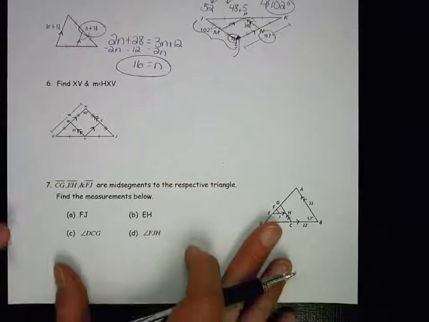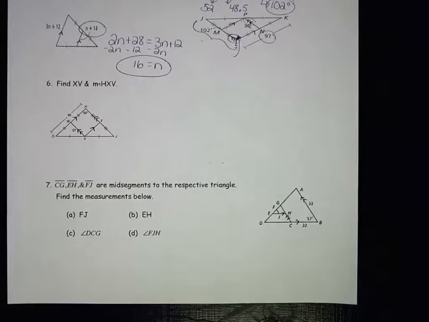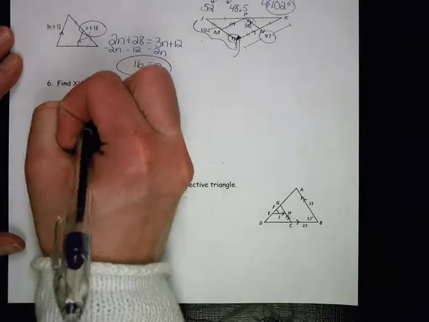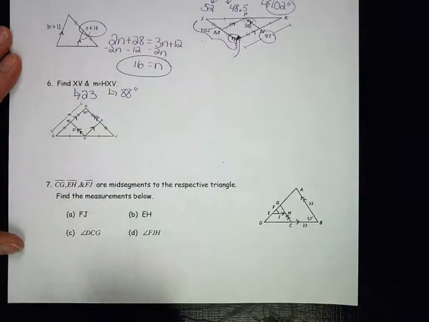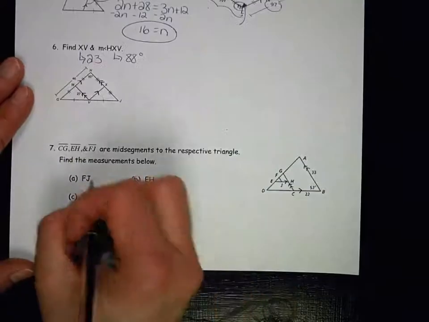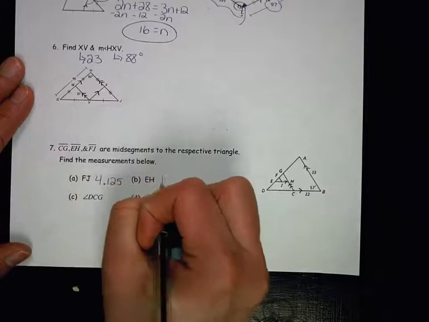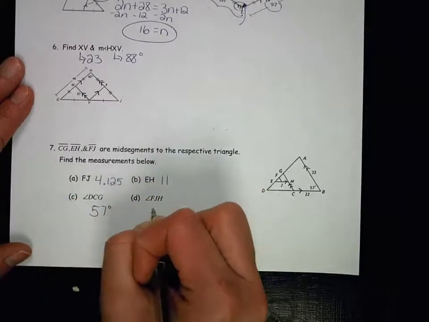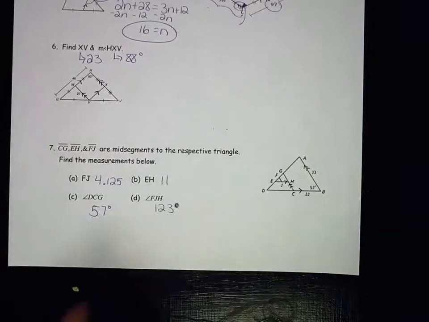So why don't you go ahead and pause it here and try 6 and 7. 7's a little longer, but give it a try. All right, hopefully you have paused it. The correct answer for this one is 23 and 88. The correct answers for down below here are 4.125, 11, 57 degrees, and 123 degrees. If you got that right, then you're all done. Go ahead and start your homework.